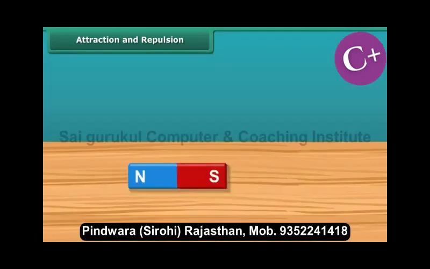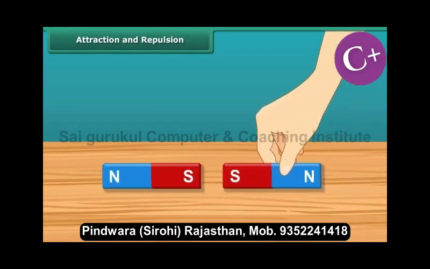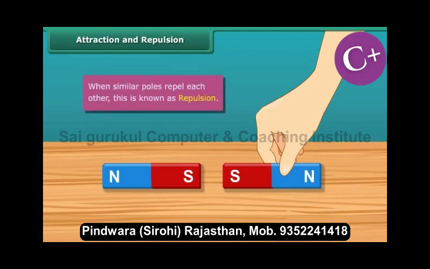Similarly, when the south pole comes in contact with another south pole of a magnet, they do not attract each other. In fact, they repel each other. This is better known as similar poles repelling each other.